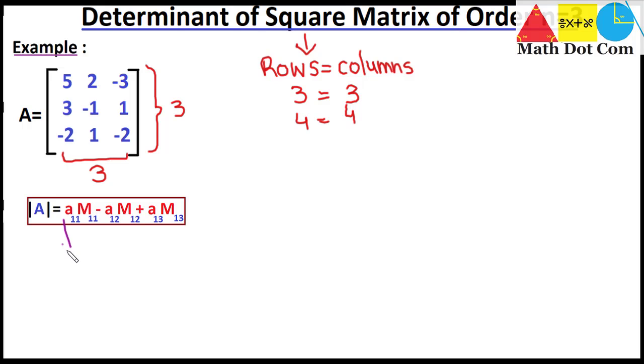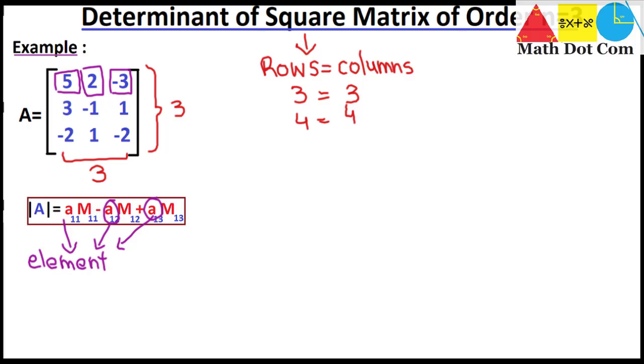Now let's see what this formula says, what is A11, what is M11, and how we can find that. So A11 is the element of the matrix at the first row and first column. Then A12 is another element of the matrix, at the first row and second column. A13 is the element at the first row and third column. So we just need to consider the first row of the given matrix while using the formula, and we'll forget about the rest of the elements.